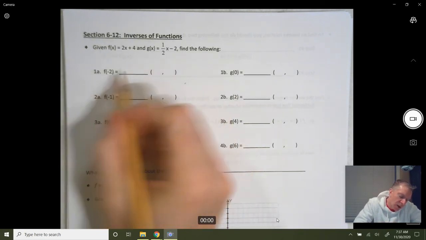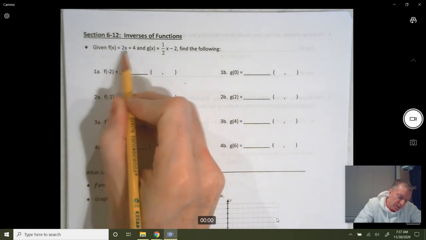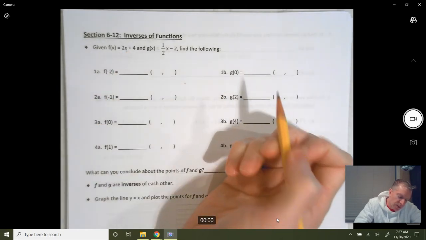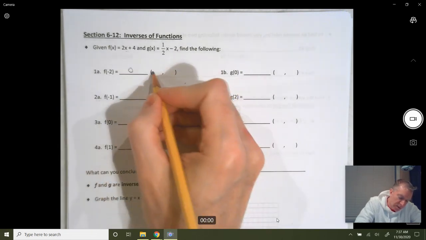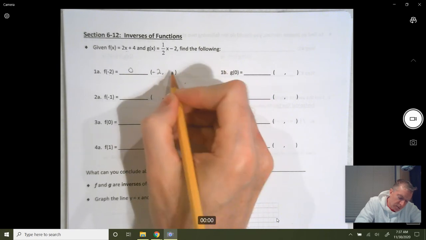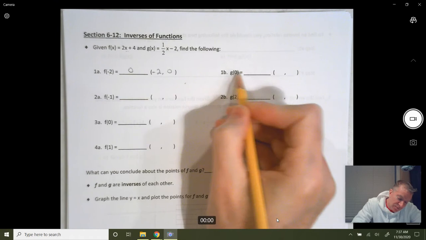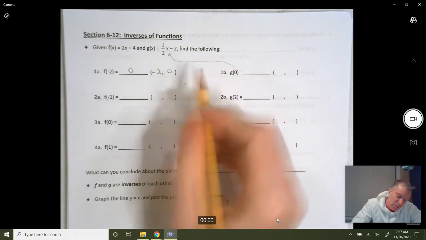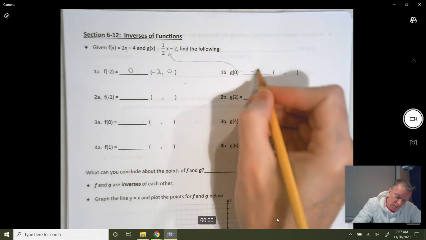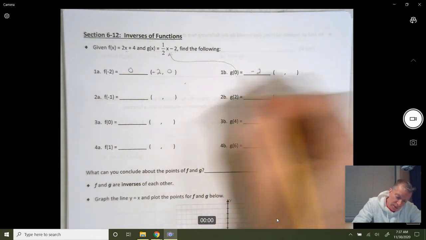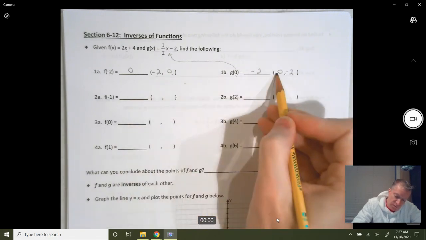Okay. f of -2. So you plug -2 into this function. 2 times -2 is -4 plus 4, you get 0. So this is the point -2, comma 0. Okay, now we're going to plug this 0 into the g function. Okay, so we get 1/2 times 0 minus 2, we get -2. So that's the point 0, comma -2. So -2, 0, 0, -2.